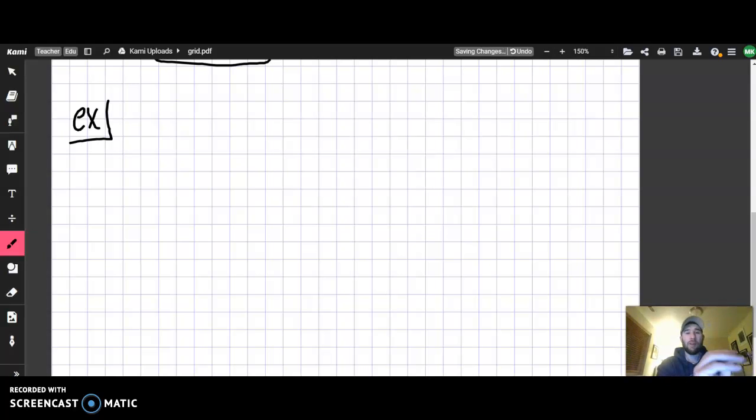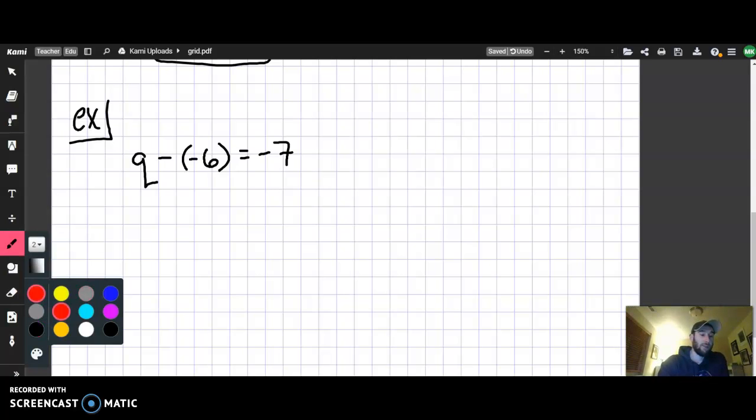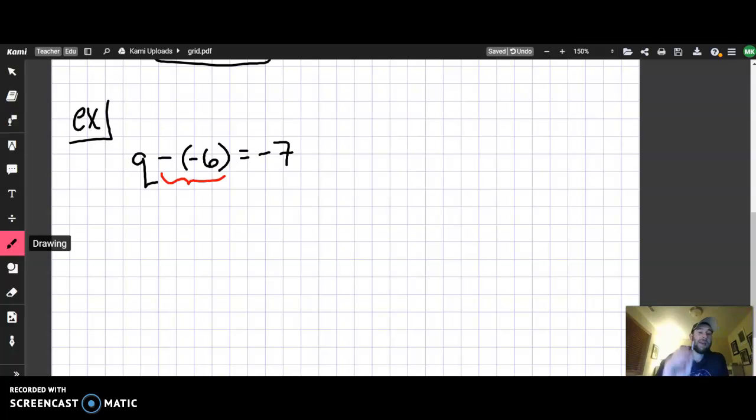In this example, I wanted to include a couple of negatives that would require us to simplify just a little bit first. So q minus negative 6 is equal to negative 7. Even though there are a lot of negatives here, don't fear, we're able to work through it and make it happen. First things first, let's simplify the negatives with the 6 and the q. When we have negative 6, the negatives are next to each other, so we're taking the opposite of negative 6, and the opposite of a negative is a positive. So we have q plus 6 is equal to negative 7.